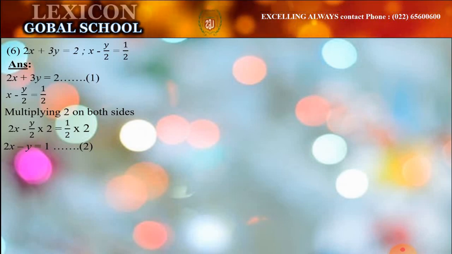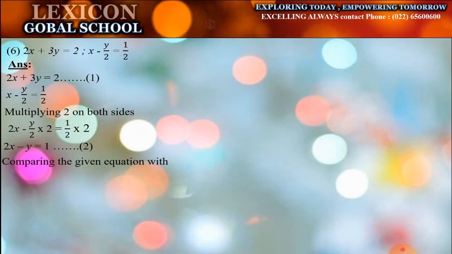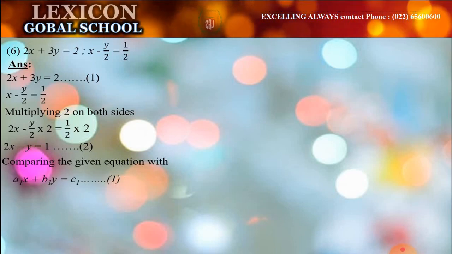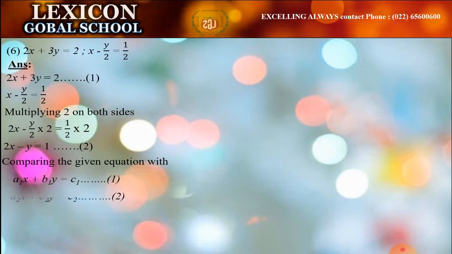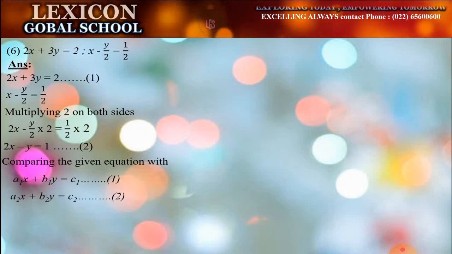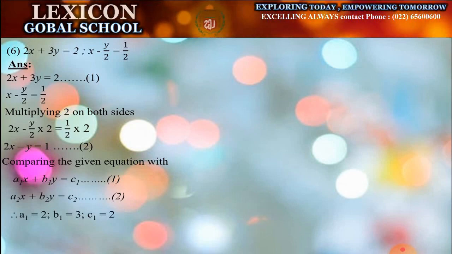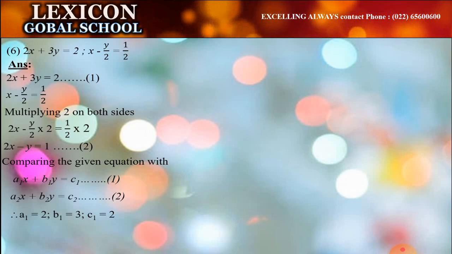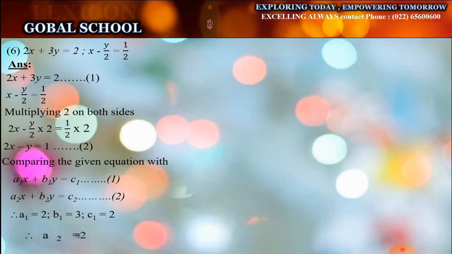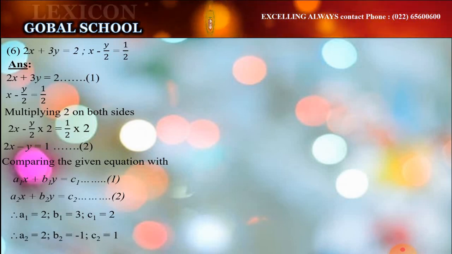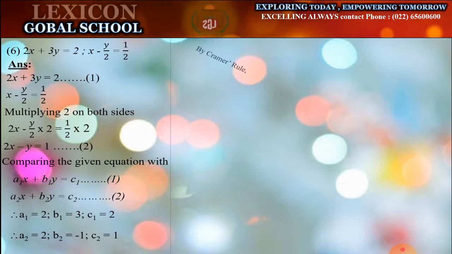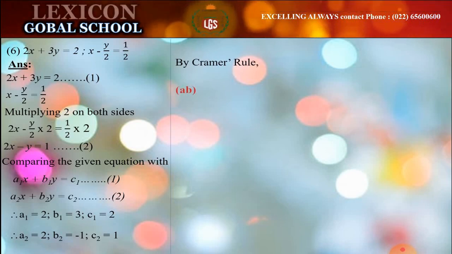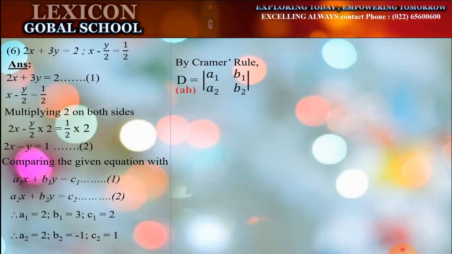Let us compare with the standard form, that is a1x plus b1y is equal to c1, a2x plus b2y is equal to c2. Therefore, a1 is 2, b1 is 3, c1 is 2. Similarly, a2 is 2, b2 is minus 1 and c2 is 1. By Cramer's method, we are going to solve the sum. That means we are going to first find out the value of d.